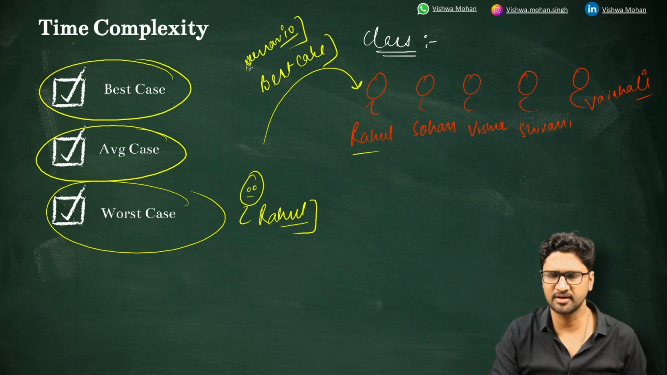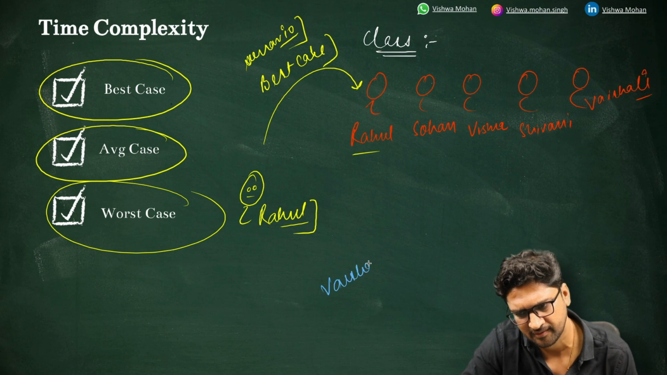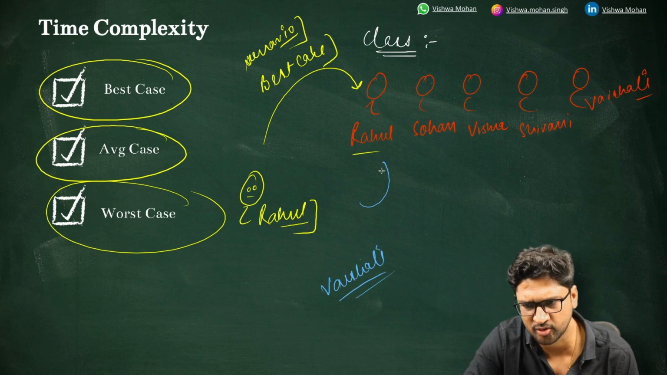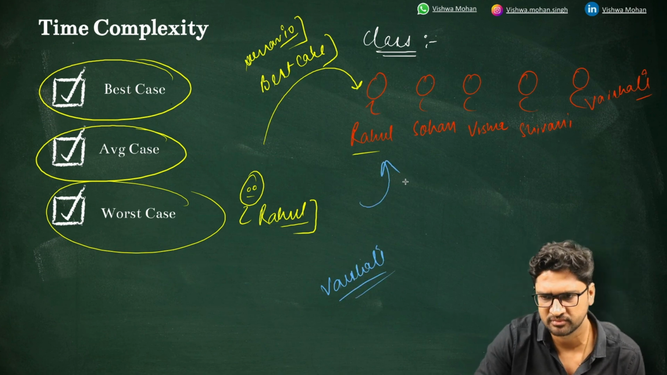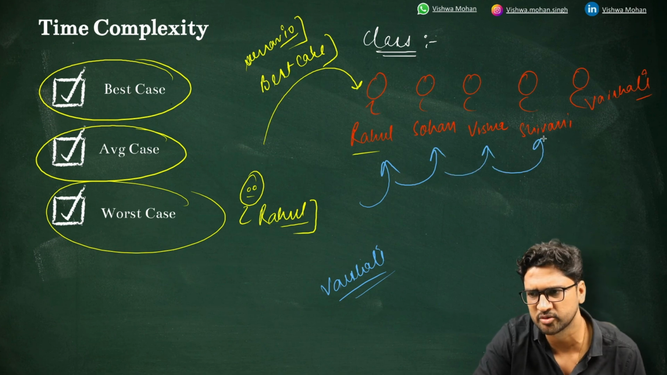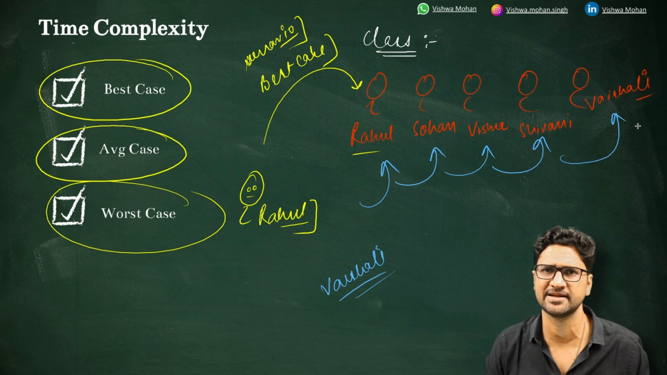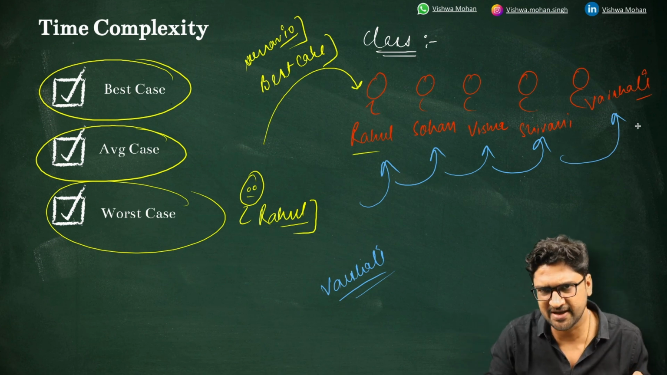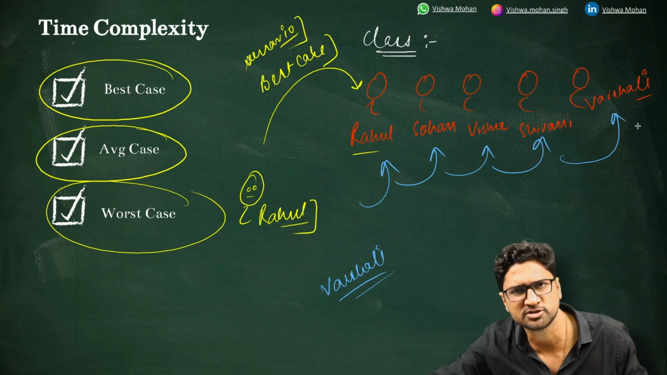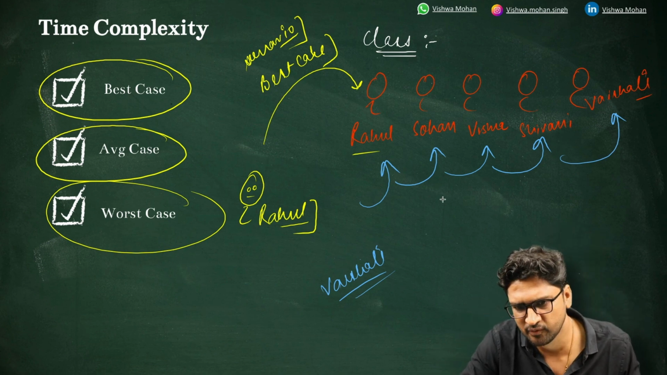Now let's talk about the worst case. Let's say I'm trying to look for someone called Vaishali. So in the worst case, what happens? I go to Rahul and say, hey, what's your name? Rahul. No. I go to the next person. No. I go to the next person. No. I go to the next person. Finally, when I reach the last person, I get to know that Vaishali is present. So this is the case where I iterate over all the possibilities, and only in the end do I get the solution. Typically this is called the worst case.